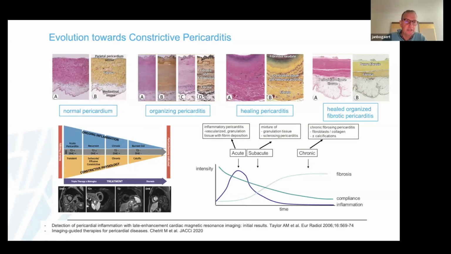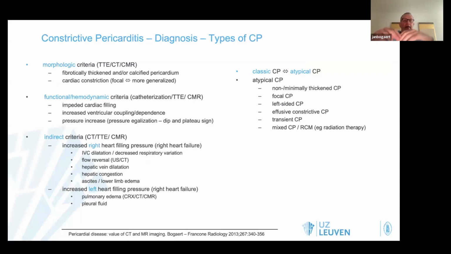This slide, I can be very short, but just as a reminder that once again, we can use CMR to stage the pericardium. I will show you some examples. But let me start with the diagnosis. The diagnosis of constrictive pericarditis is not always straightforward.